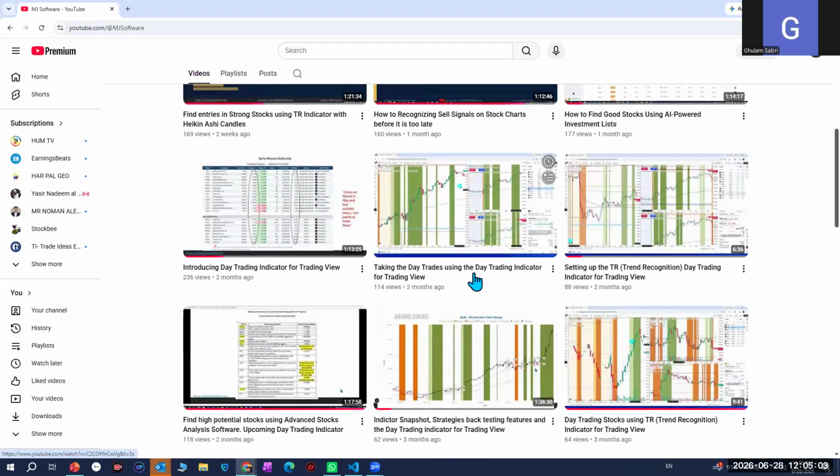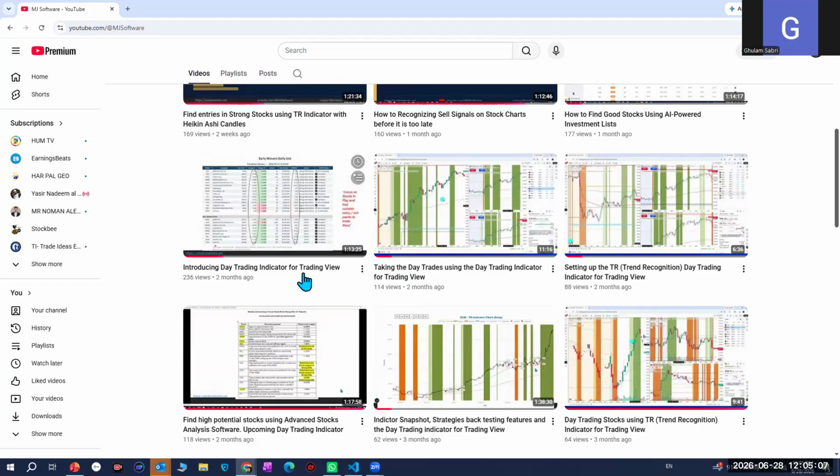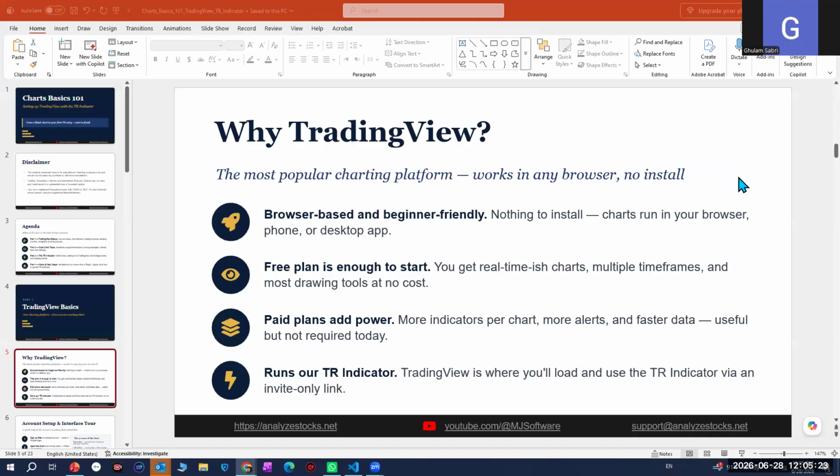Day trading indicators for TradingView, introducing it, and setting up the TR indicator for day trading view. Watch these videos on this channel. Okay, so you will get more detailed information from the day trading perspective. All right, so I hope I have explained quite a few things here.